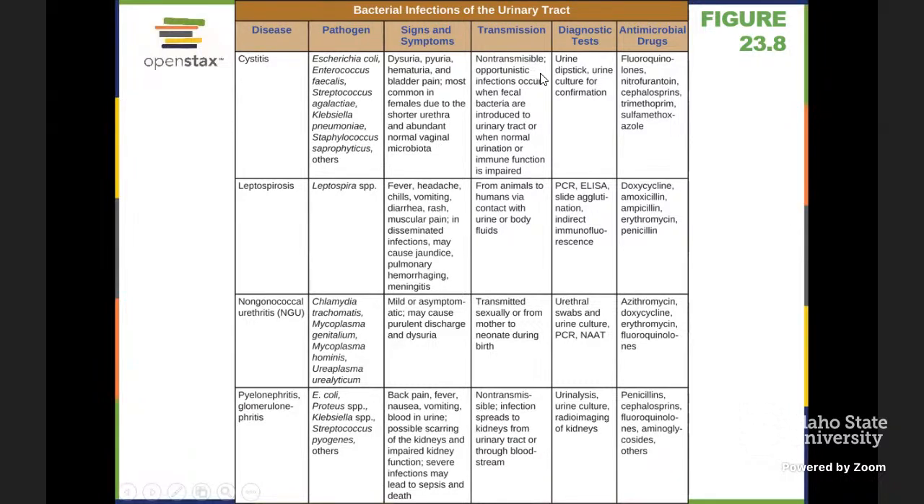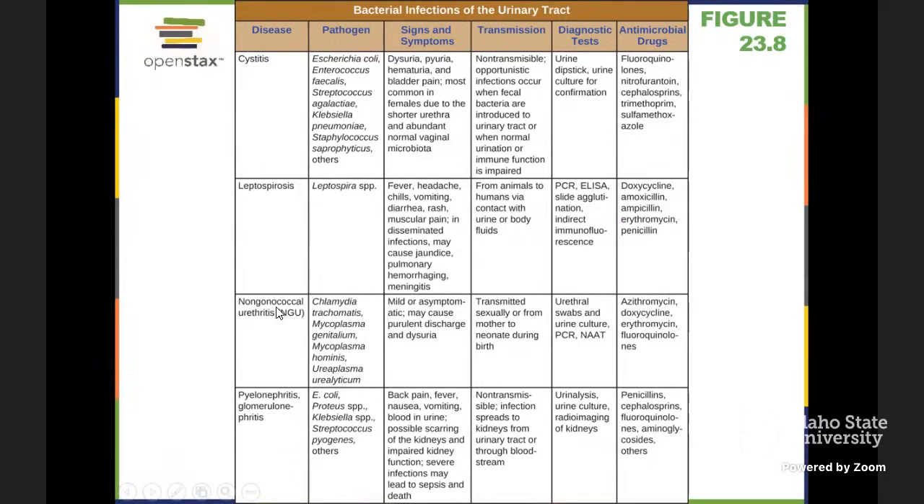This is non-transmissible. It's an opportunistic situation. Fecal bacteria introduced into the urinary tract. And if the immune response is depleted a little bit, it can set the stage for that. The colonies, culturing, and the urine dipstick helpful with that. So the leptospirosis, like I said, zoonotic, animals to humans, contact with urine or bodily fluids, fevers and headaches, chills and vomiting, all sorts of issues if it disseminates, lending to problems for sure.